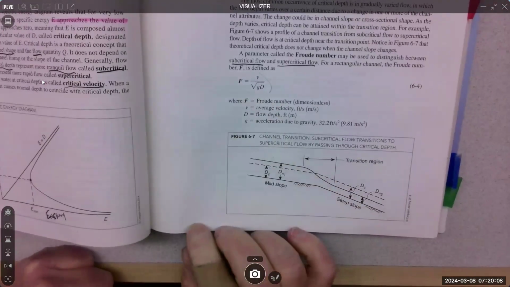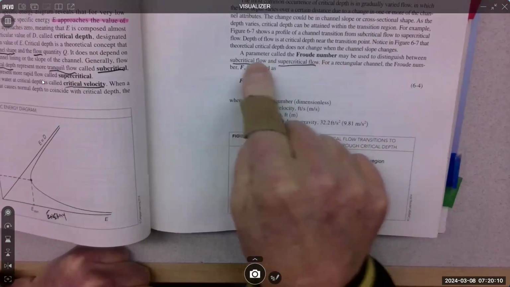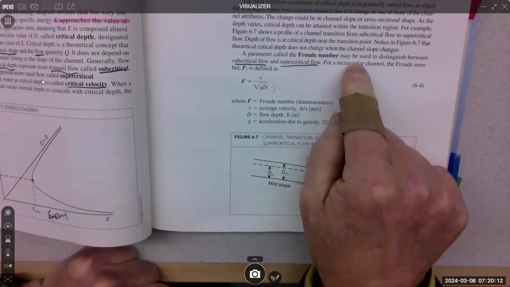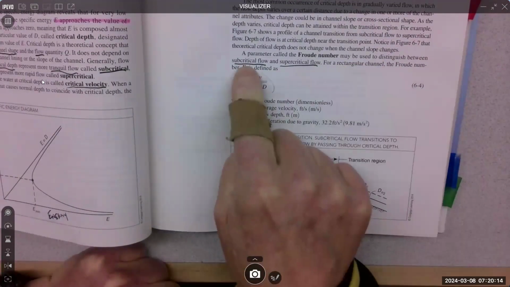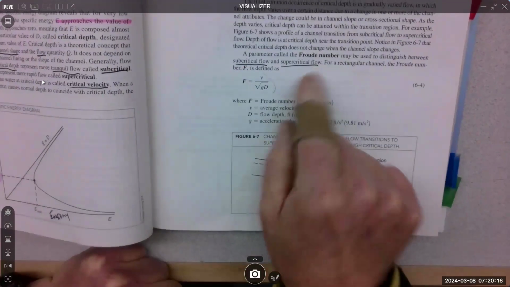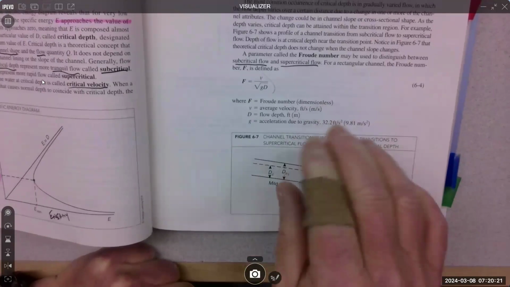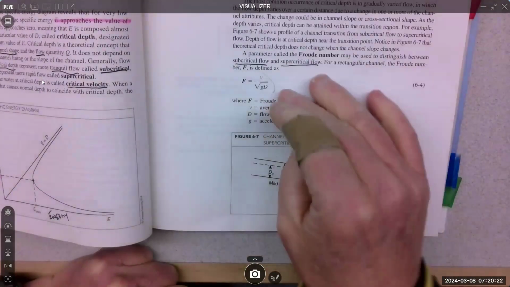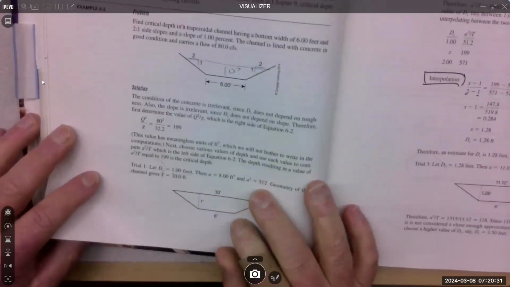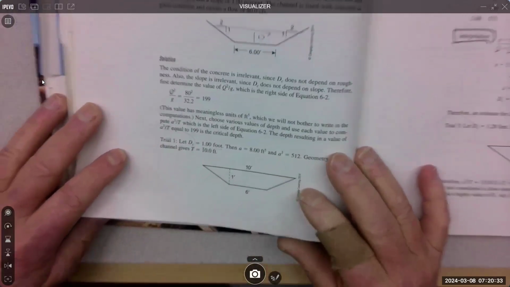There's also the Froude number. This number is used to understand the difference between subcritical flow and supercritical flow. And again, it's for a rectangular channel. So many of these equations are for specific types of channels. So just zoom into that and just go for it.